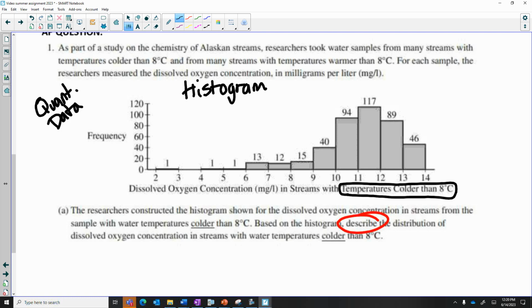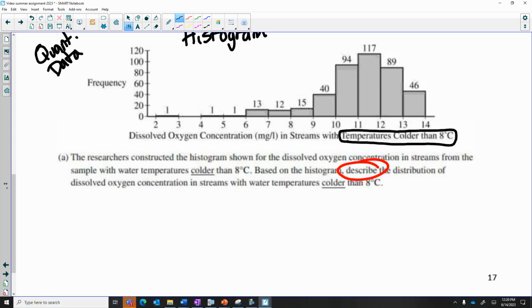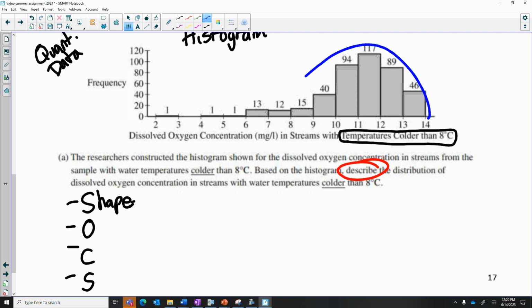So when you describe, what I recommend you do is list the bullet points of SOCS and then throw in the context, okay? So let's start with shape. What do you think the shape is? Draw the picture if you have to. What is the shape? I'm hoping that you said it is skewed left because the tail is on the left and most of the data is on the right.